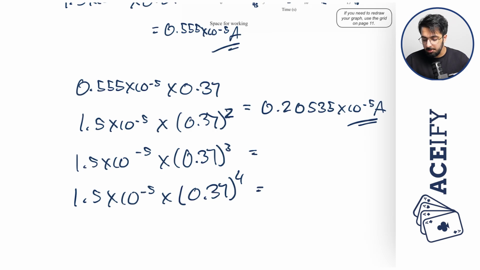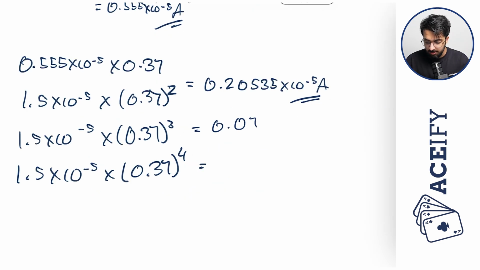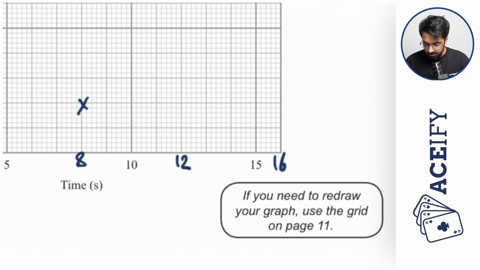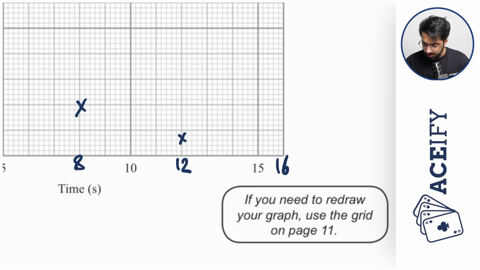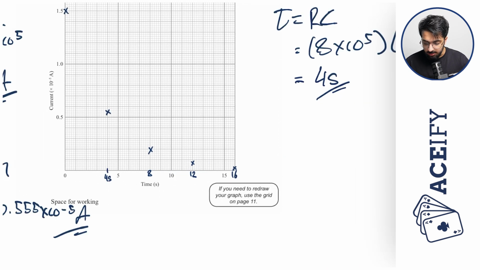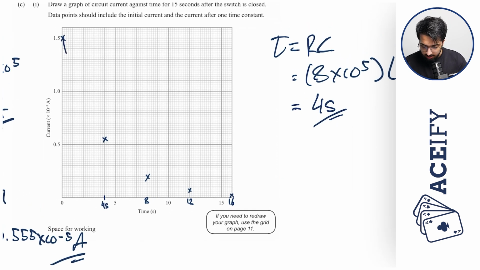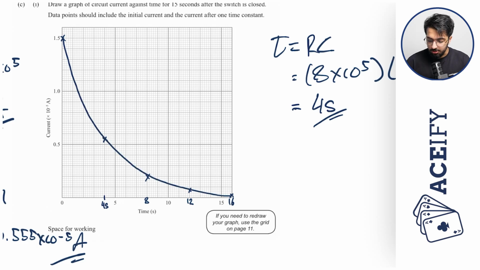So those two values are going to be 0.076 times 10 to the negative 5 amps and 0.028 times 10 to the negative 5 amps, okay? And so we're going to be roughly over here and then roughly over here. And as we can see, we have a nice exponential decay, like so. There we go.